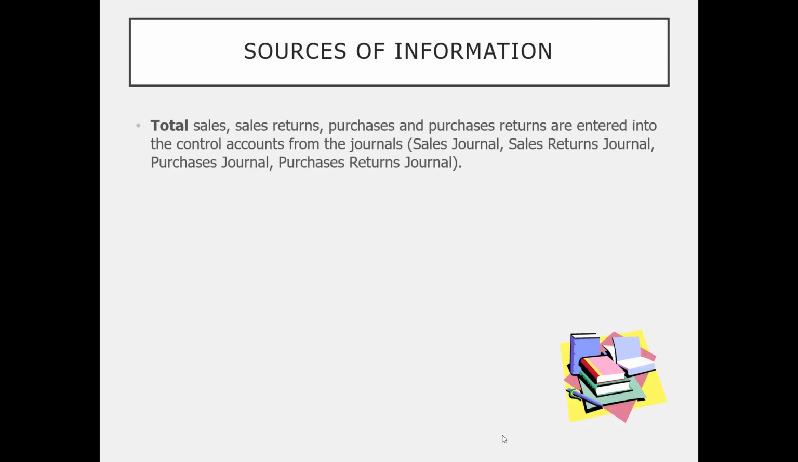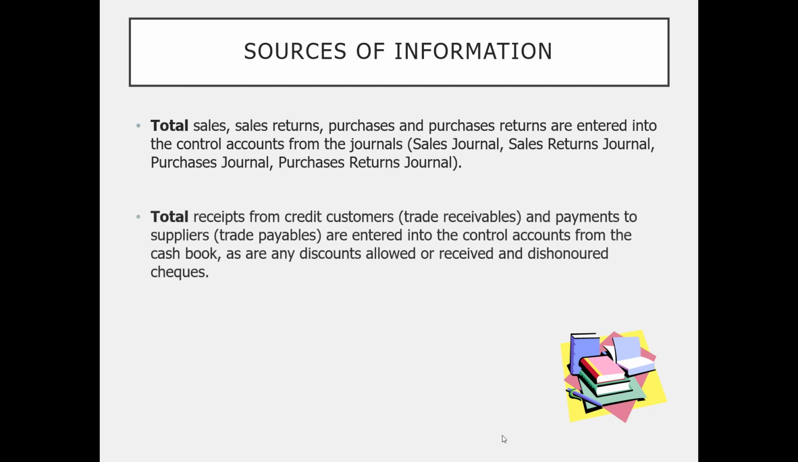So sources of information, as I said, the sales, returns, purchases and purchases returns are going to come from the journals, from the sales journal, sales returns journal, and so on. Receipts from credit customers and payments to suppliers are going to come from the cash book, as are any discounts allowed or received. Remember, we have 3 columns in the cash book. We have bank and cash, but we also have a column on each side for discounts. So discounts allowed on the debit side to customers and discounts received on the credit side from suppliers.